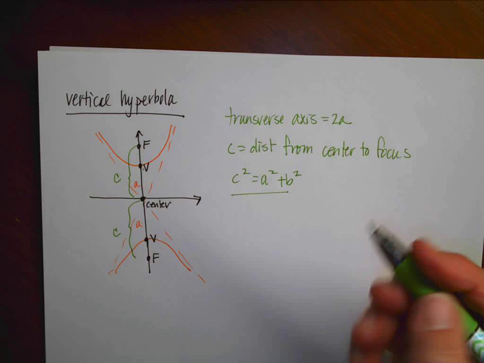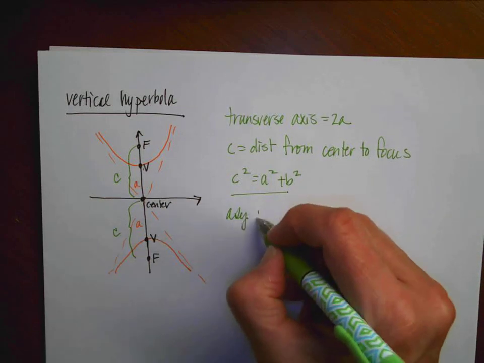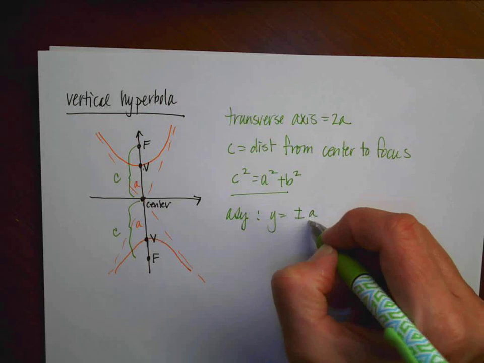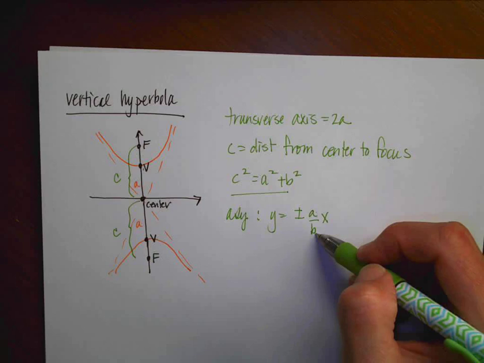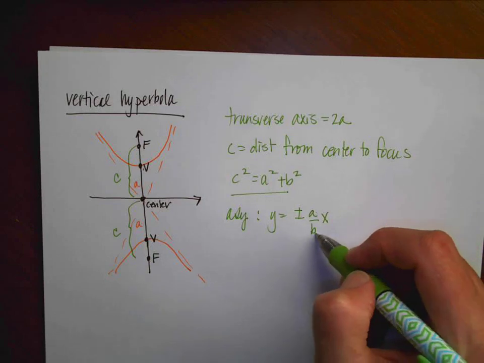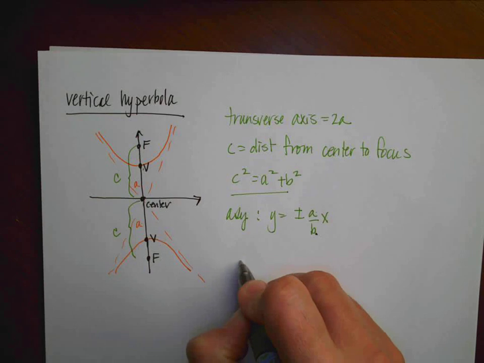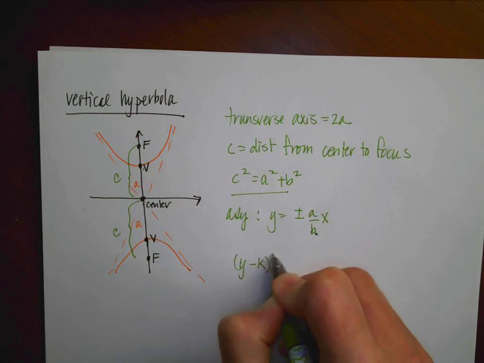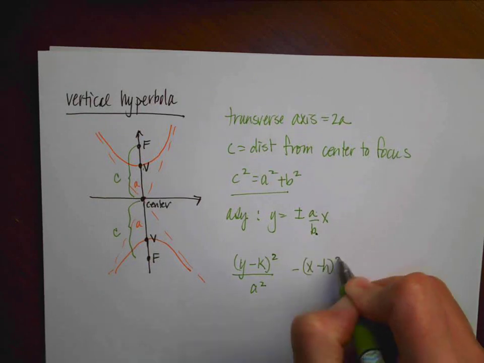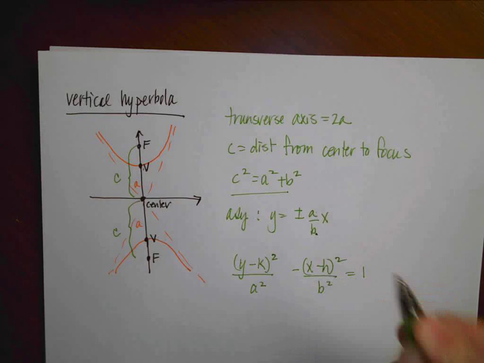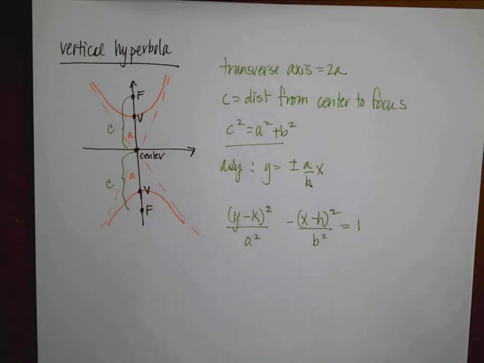We use this to help us find the missing pieces. My asymptotes in this case are going to be y is equal to plus or minus a over bx, noticing that the a and b switched from what they were in the horizontal. And then I'm just going to jump straight to the equation that's translated. I'm going to write y minus k, quantity squared over a squared, minus x minus h, quantity squared over b squared is going to equal 1. Important thing to notice about the hyperbola is that a is always with the positive variable.